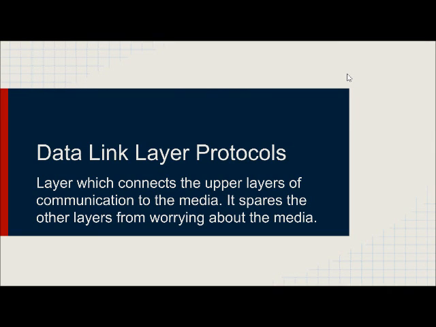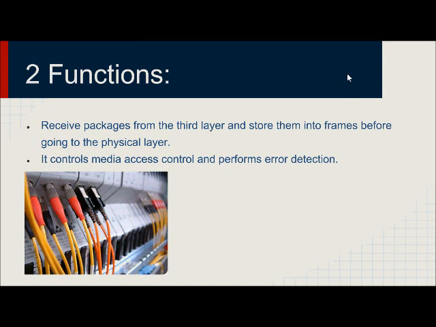Now we are going to talk about data link layer protocols. This layer connects the upper layers of communication to the media. Also, it spares them from worrying about the access to the media. It has two specific functions: receive packets from the third layer and store them into frames before going to the physical layer, and control the access of the media and perform error detection.